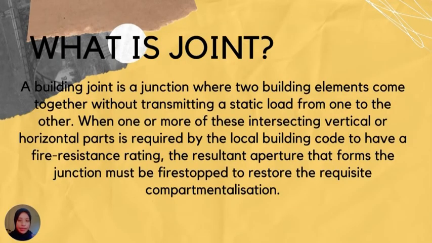What is a joint? Basically, a building joint is a junction where two building elements come together without transmitting a static load from one to the other. When one or more of these intersecting vertical or horizontal parts is required by the local building codes to have a fire resistant rating, the resultant aperture that forms the junction must be fire stopped to restore the requisite compartmentalization.